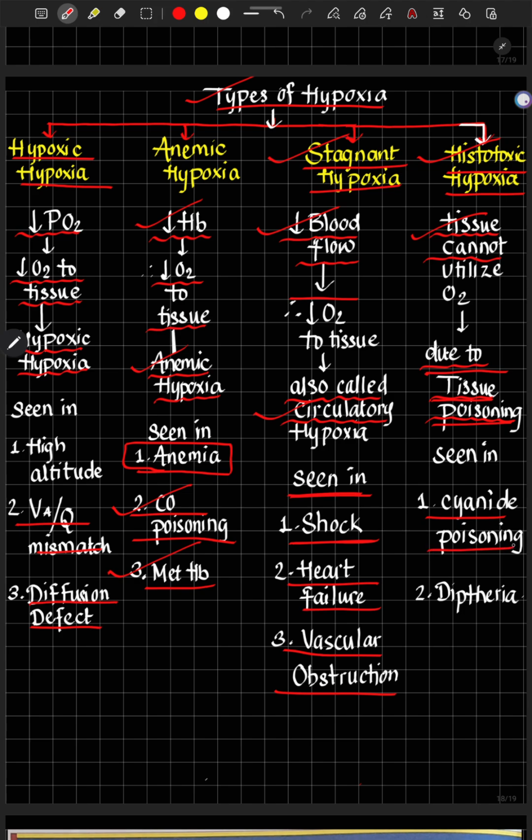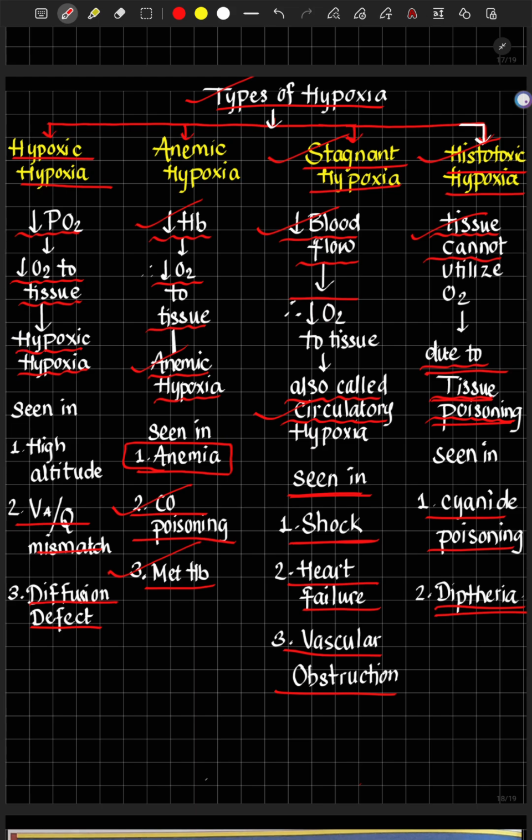In which cases is tissue poisoning seen? In cyanide poisoning. Cyanide is an inhibitor of complex IV of the electron transport chain, which prevents oxidation. This leads to inability of tissue to utilize the oxygen. This will lead to tissue poisoning. Last one is diphtheria. There is diphtheria toxin which causes inability of tissue to utilize the oxygen.